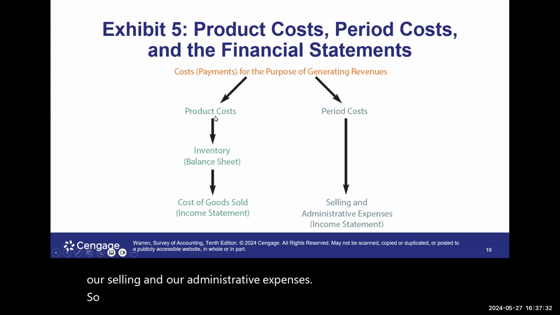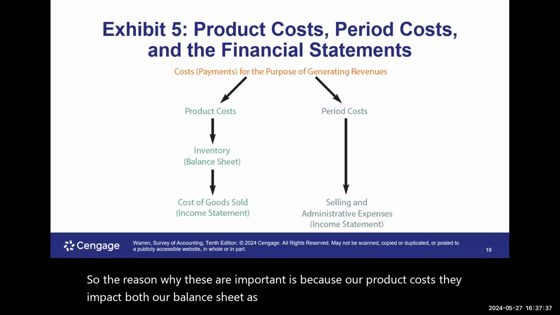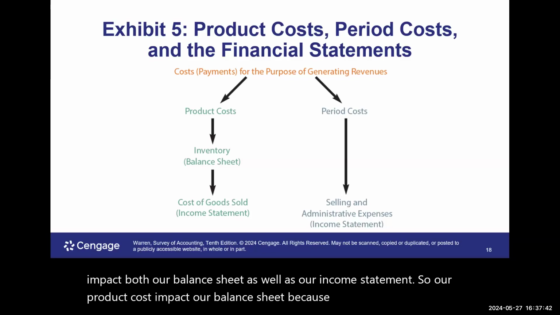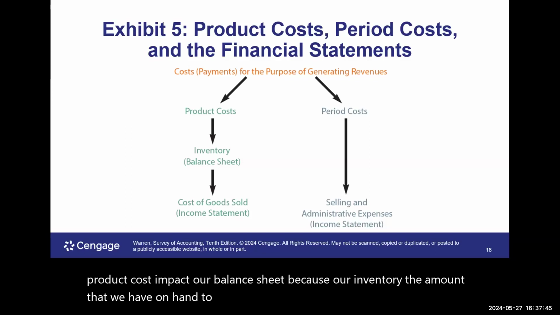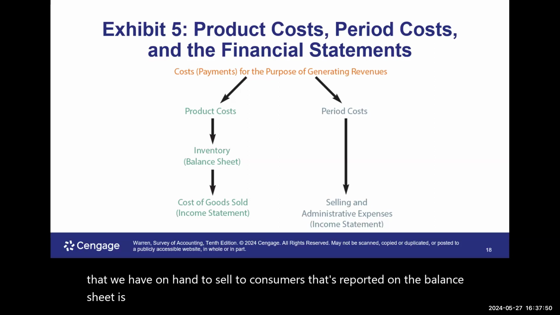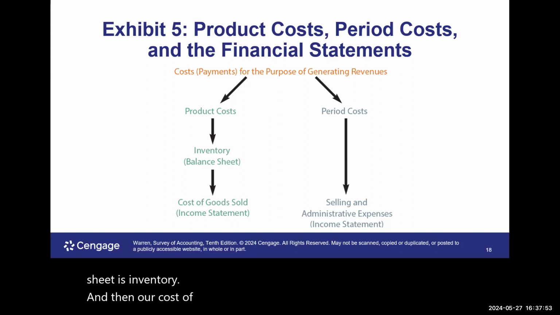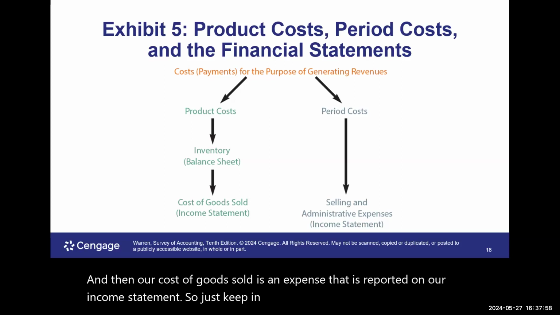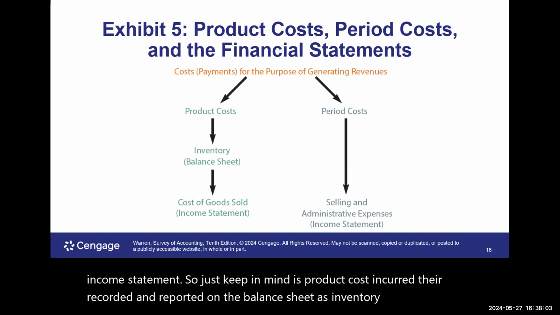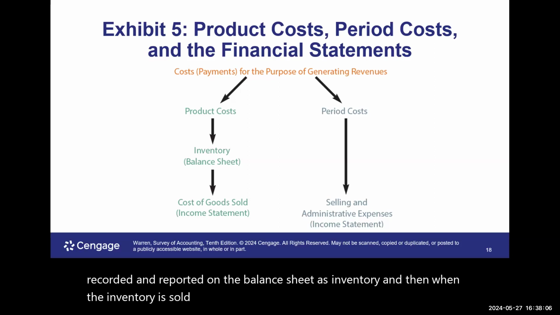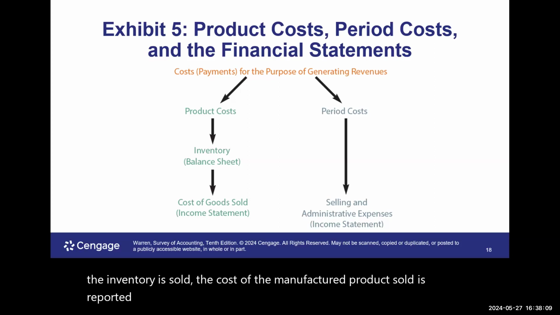The reason these are important is because our product costs impact both our balance sheet as well as our income statement. Our product costs impact our balance sheet because our inventory, the amount that we have on hand to sell to consumers, is reported on the balance sheet as inventory. And our cost of goods sold is an expense and is reported on our income statement. So just keep in mind, as product costs are incurred, they're recorded and reported on the balance sheet as inventory. And then when the inventory is sold, the cost of the manufactured product sold is reported as cost of goods sold on our income statement.